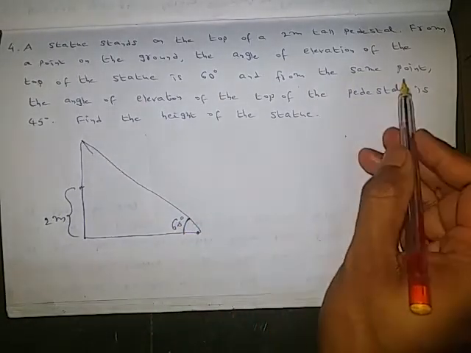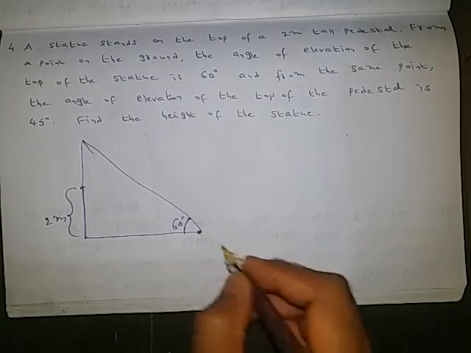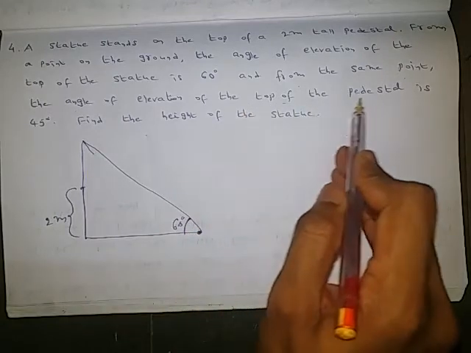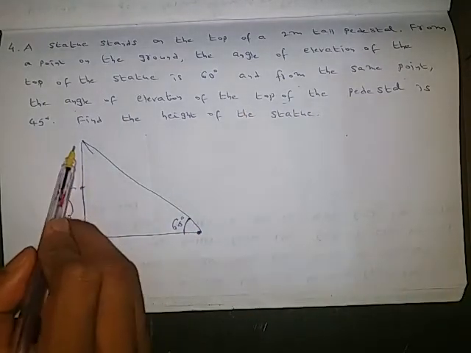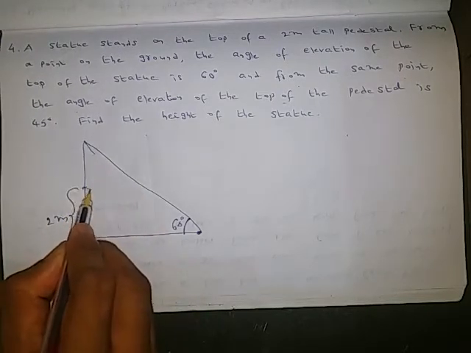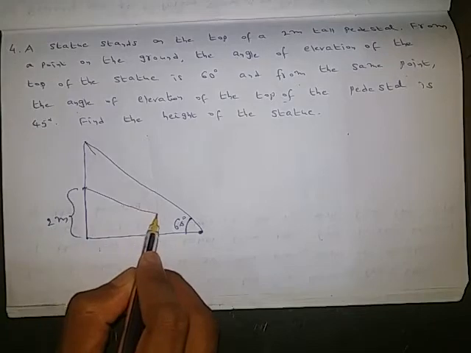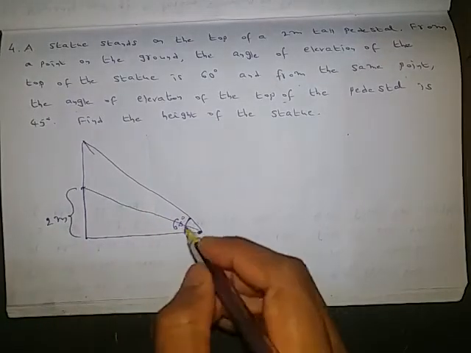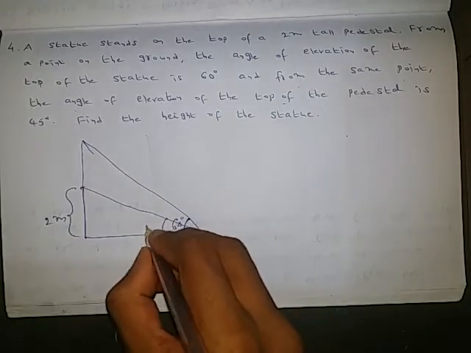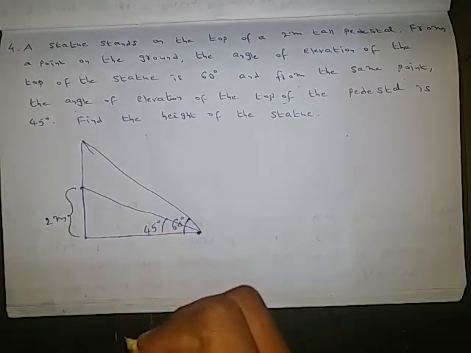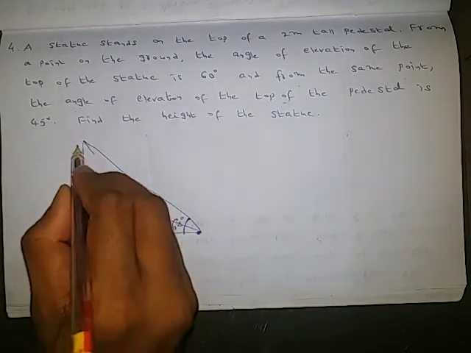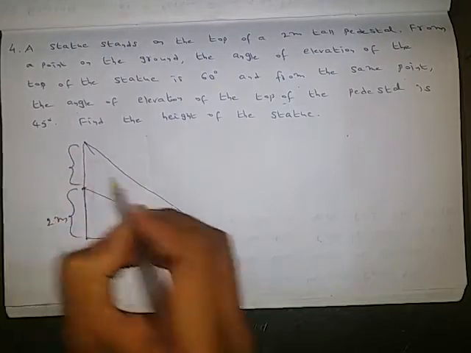From the same point, the angle of elevation of the top of the pedestal. Now in the previous case he observed till the top of the statue. Now he is observing only to the top of the pedestal from the same point, and this angle is given as 45 degrees. Then we need to find out the height of the statue.